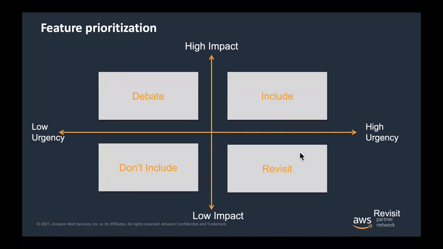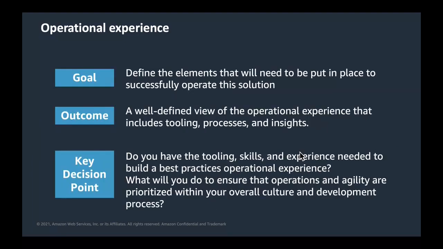So again, this is step 2. You define your early adopter audience. You define your functions, features for your MVP. The next step is really defining the operational experience. Again, just going back to that S in the MVS acronym, which is the service. So yes, you have your product and you have your features, but you should also define the elements that will help you to successfully operate this solution.